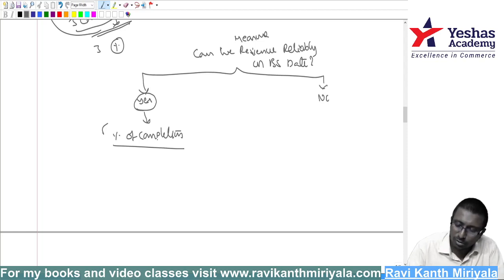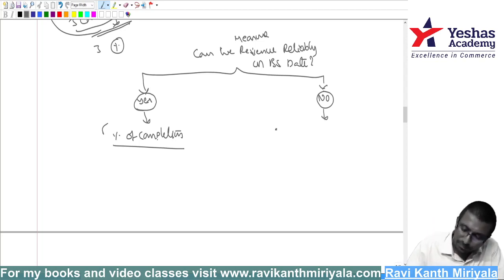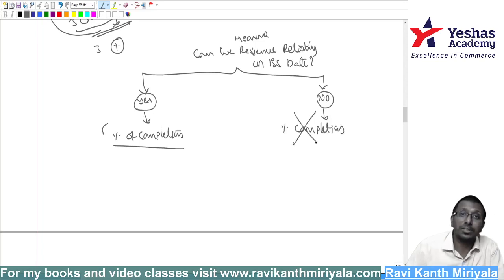The minute you say, no sir, I don't know, I have a doubt, there are contingencies involved. If this happens, I will get this much money. If that happens, I'll get this much money. It is depending on some future events which are not under the control of the entity. If you say that, then you are not supposed to follow the percentage completion method.